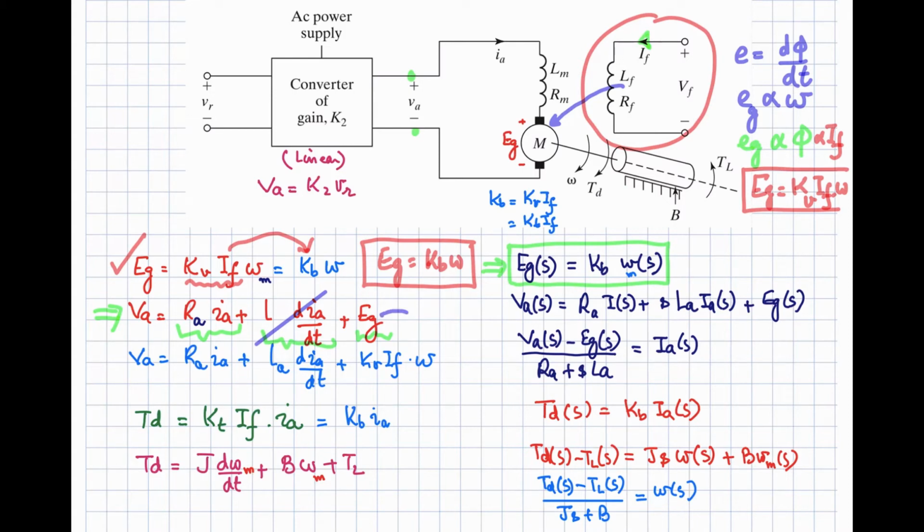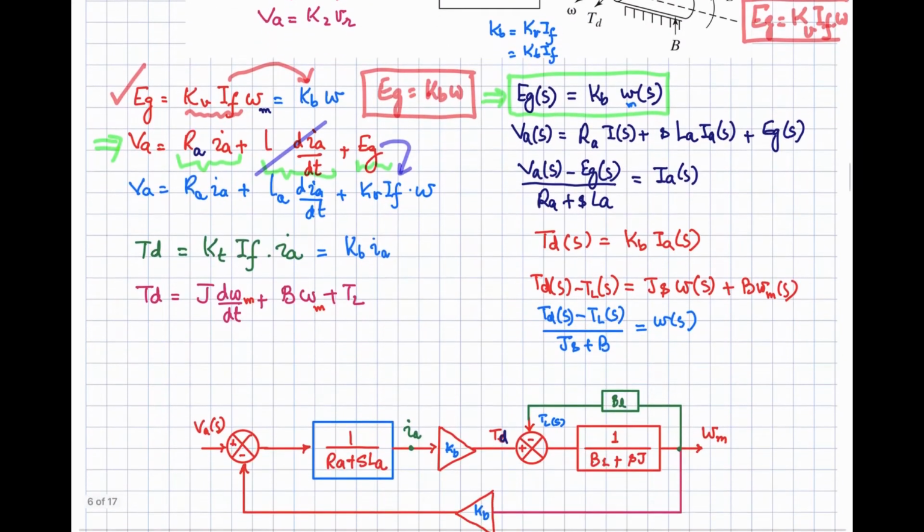Now taking the value of Eg, we can write this equation as Va equal to Ra Ia plus La dIa/dt plus Kv into If into omega. If you take the Laplace transform of this equation with zero initial conditions and rearrange, you can have this.